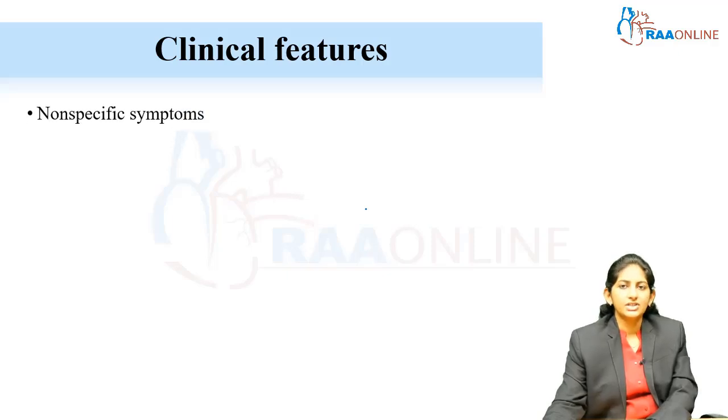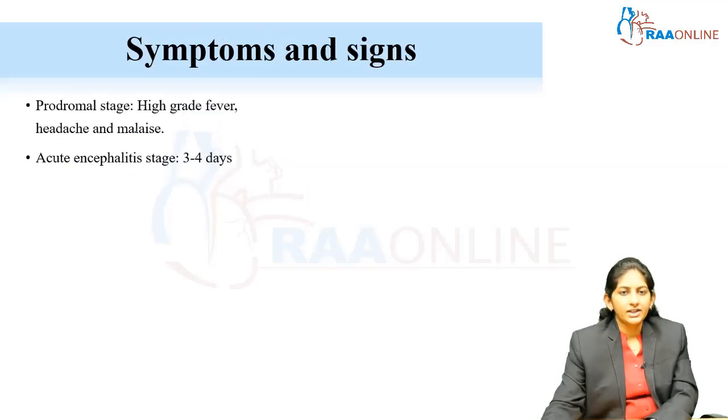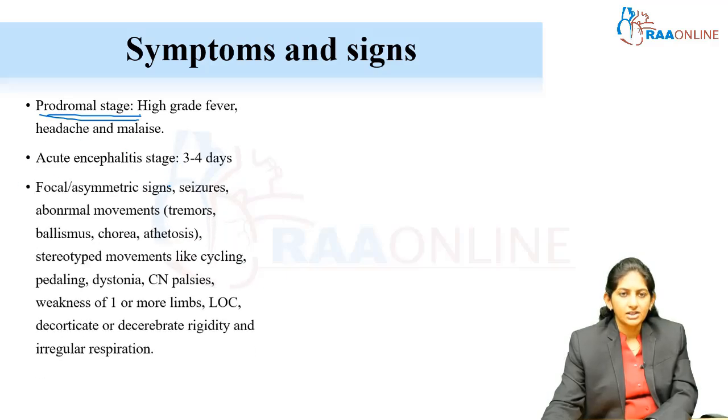Initially, the clinical features will start off just like another viral illness, with non-specific symptoms, and then there will be an acute encephalitic stage. So initially it is just a prodromal stage. High grade fever will be there, headache, malaise, etc. And then there is an acute encephalitis stage after 3 to 4 days. In this stage, the child will predominantly present with focal seizures. So the clinical features will be focal seizures or focal neurological deficit. So signs will be focal.